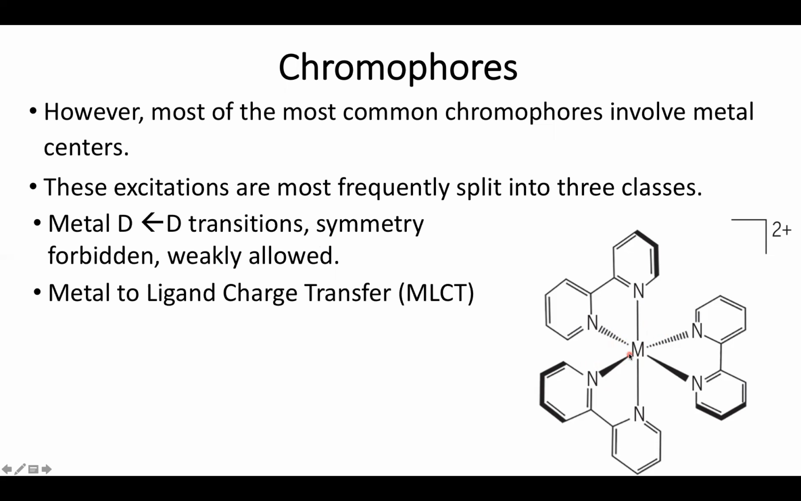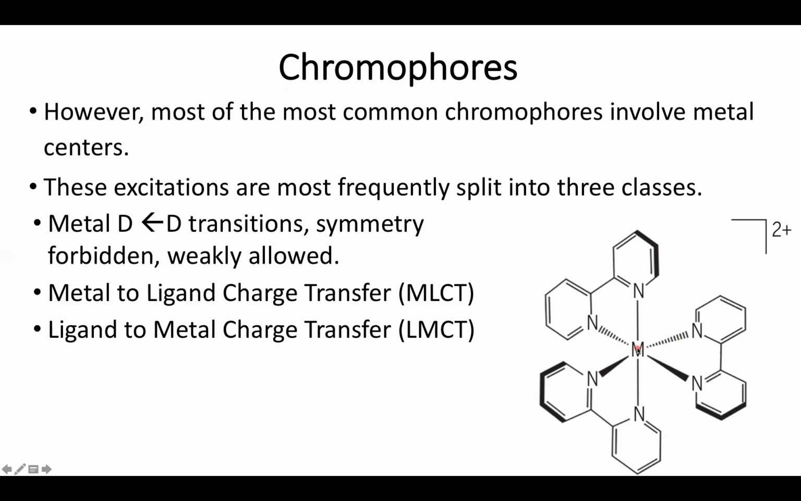We also have ligand to metal charge transfer, where I take a ligand electron and move it into an open orbital on the metal. And then we also have the reverse, metal to ligand charge transfer, where I take an electron on the metal and move it to a pi orbital on the ligand. Both of these actually have fairly strong intensities and sometimes characteristic colors.